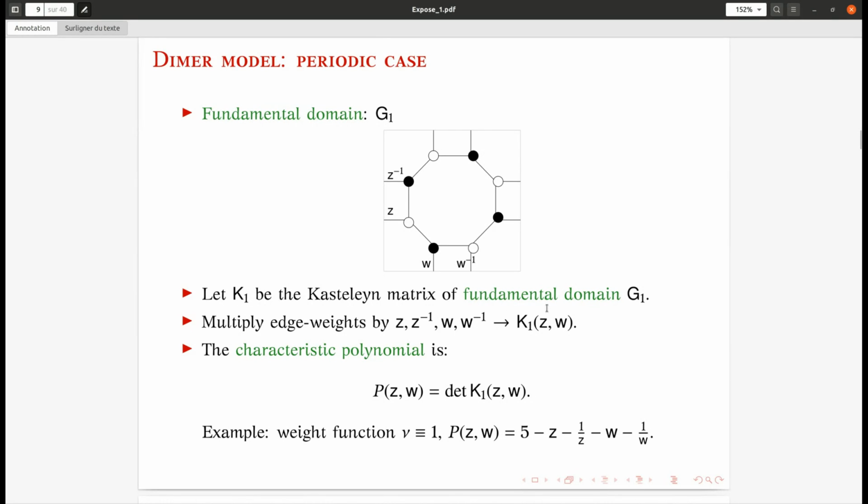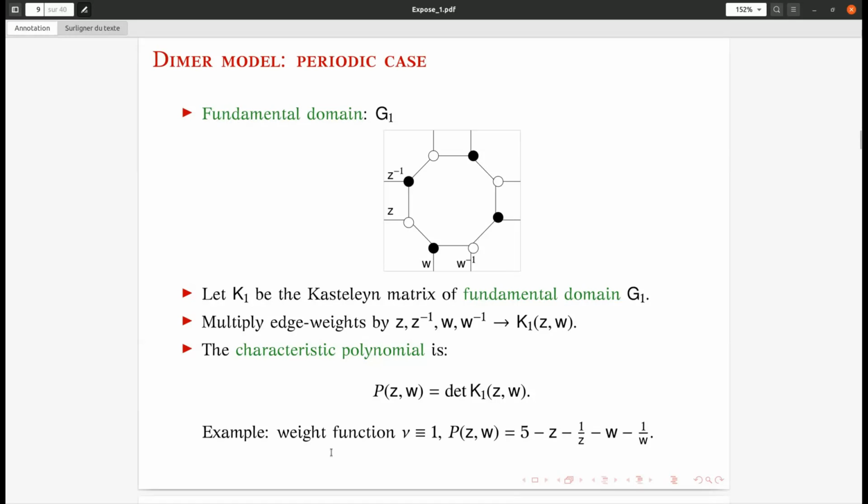And so you have this matrix depending on two complex parameters, and from that you define the characteristic polynomial, which is the determinant of this matrix. Okay, so it will be a Laurent polynomial in the variables Z and W.